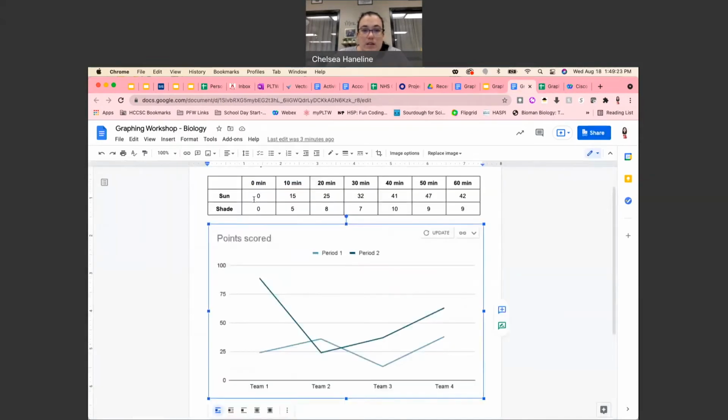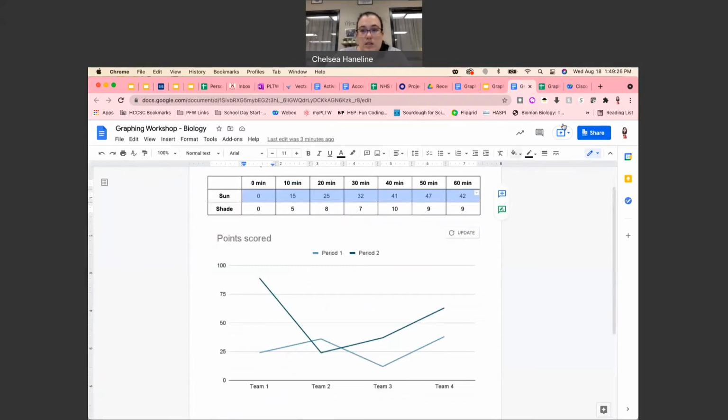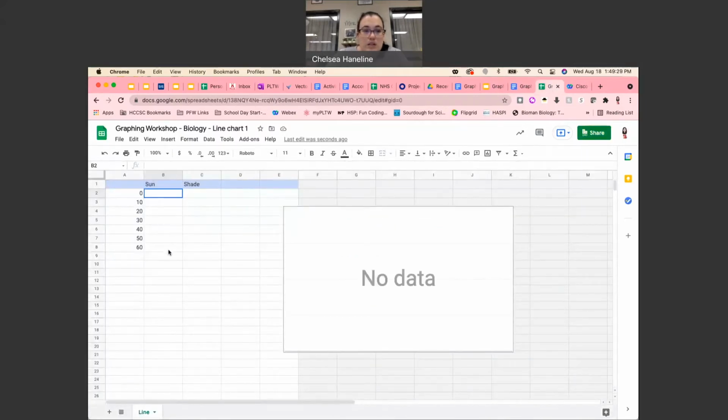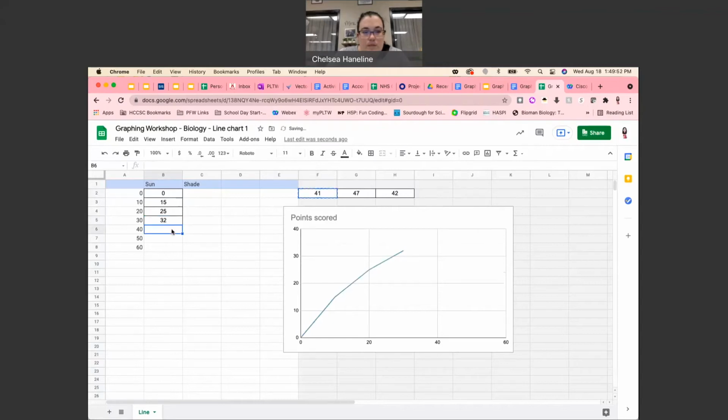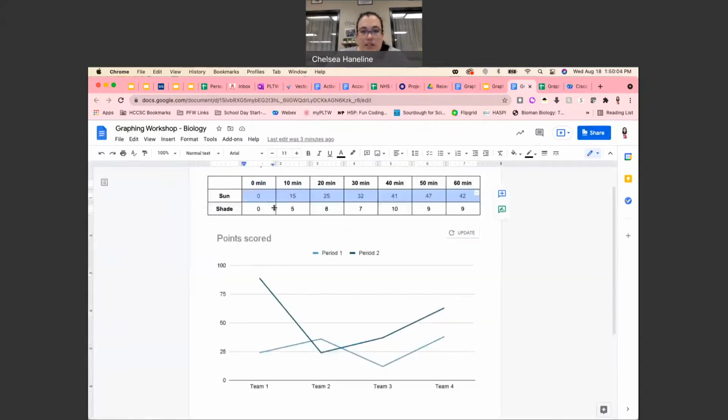So sun. And this is kind of tedious. Unfortunately, you have to just kind of copy and paste it, but it doesn't take very long. And then we go and get our shade data.